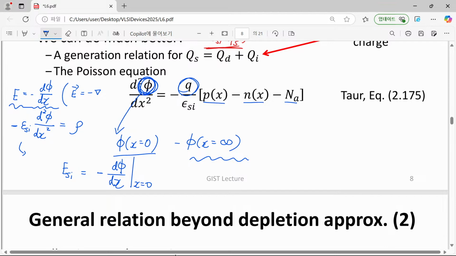So we want just these two numbers, but the Poisson equation itself provides us another complication. Oh, hole density. Oh, electron density. We just want to know the electrostatic potential, but if you want to know the electrostatic potential, you also have to know the hole density and electron density. That's the problem.